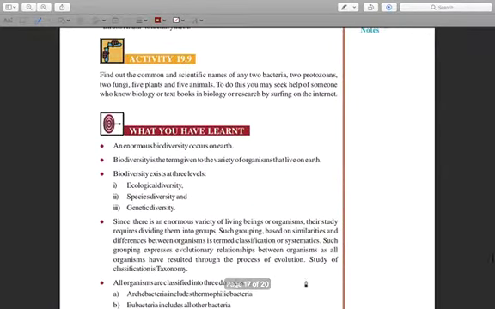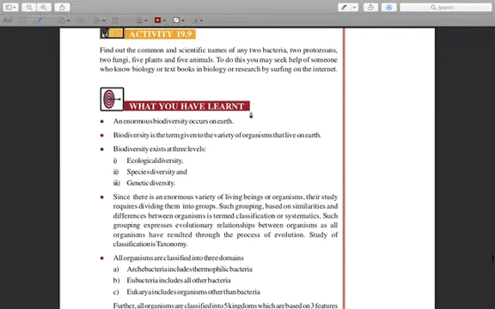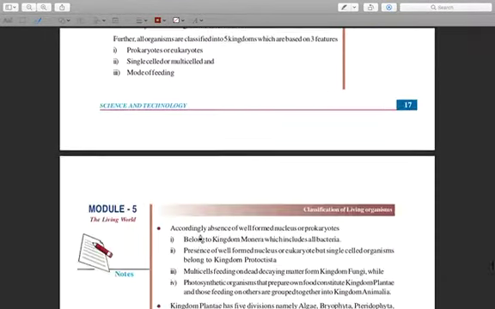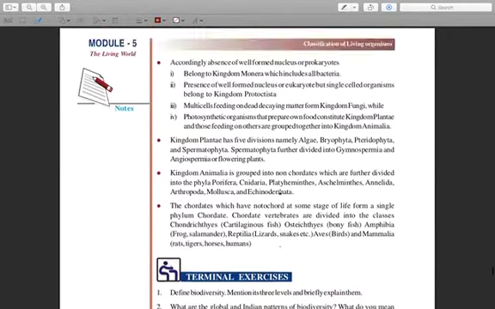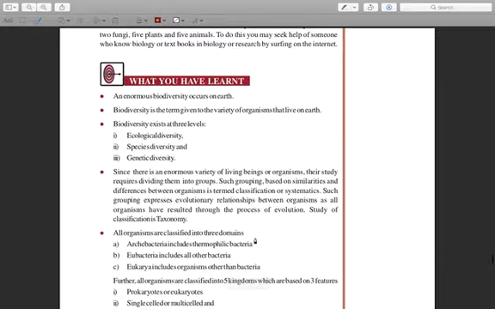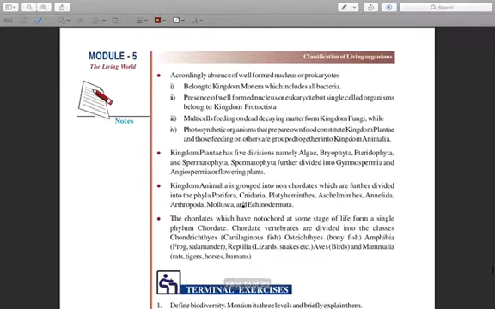Second homework is that you take your notebook and write down this part, what you have learned. This part you have to write completely till here, till above terminal exercises. So this should be there in your notebook, what you have learned. After you have written it down, you should take a photograph and send it to the group.